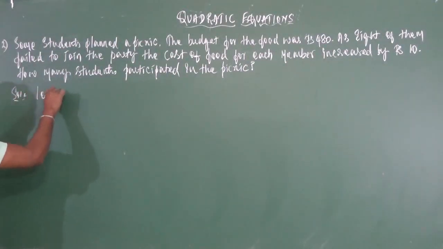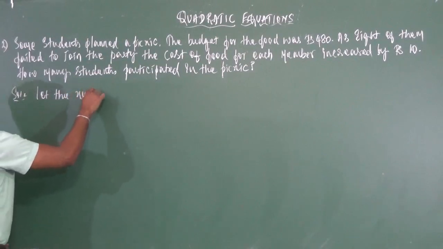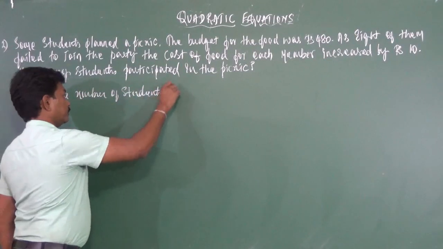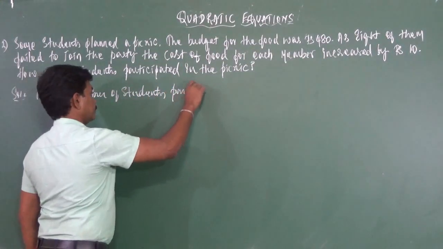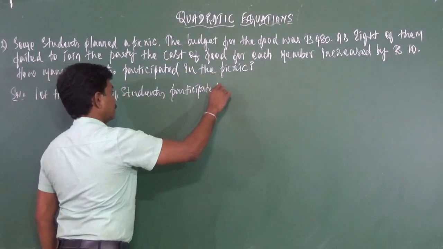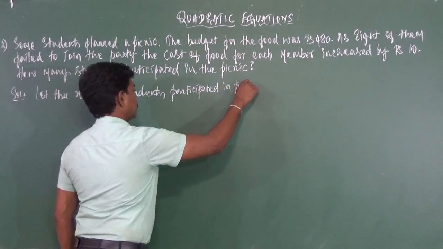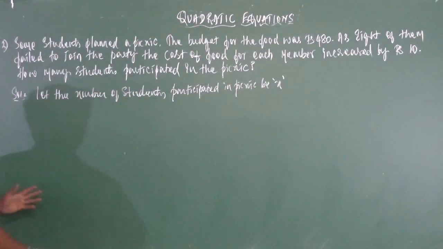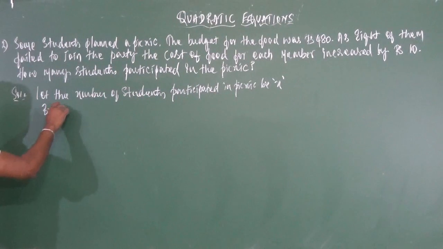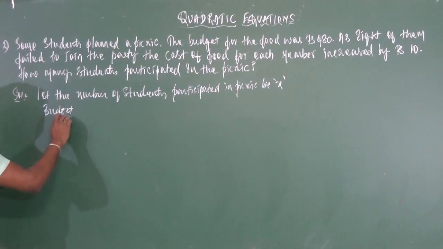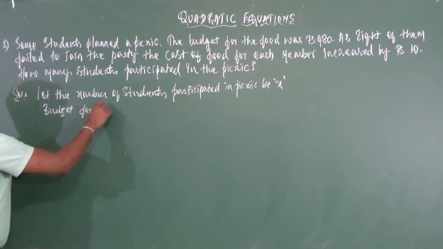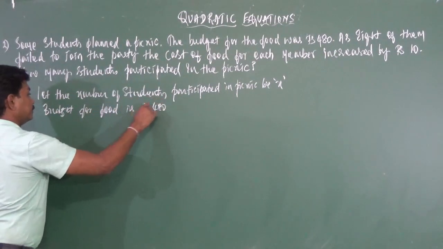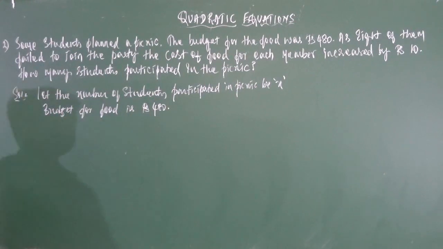So let the number of students participated in the picnic be X. So now, what is the budget for the food? So budget for food is rupees 480. Budget for food is rupees 480.